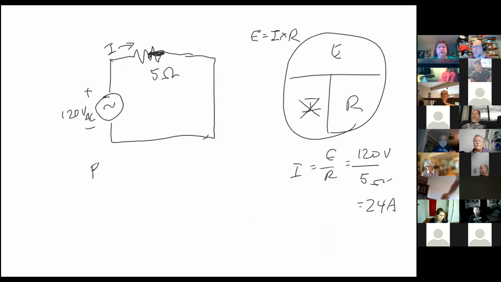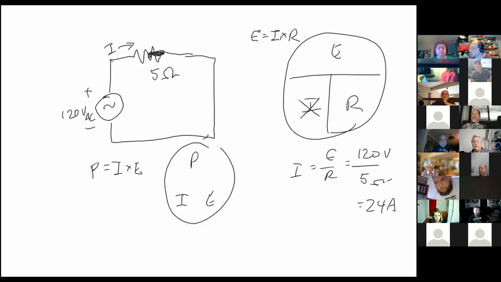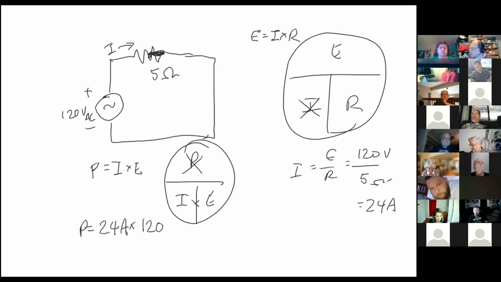The power calculation, everybody? Yep, P is equal to I times E. P-I-E. We don't know our power now. P is equal to 24 amps times 120 volts. Somebody tell me that's 2,880 watts.